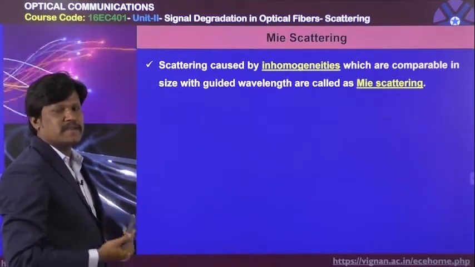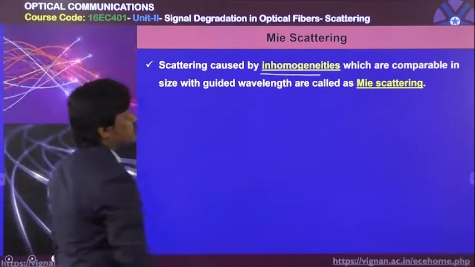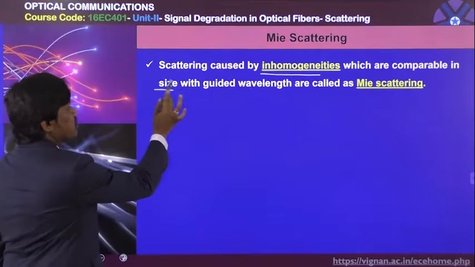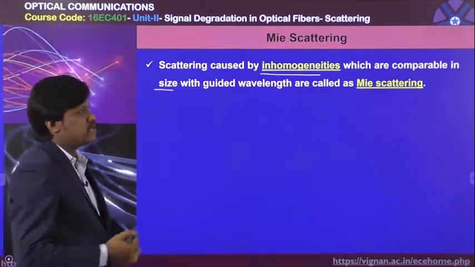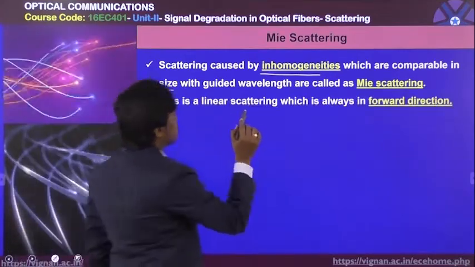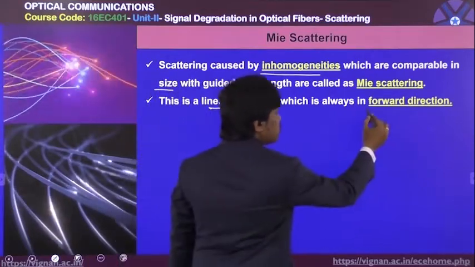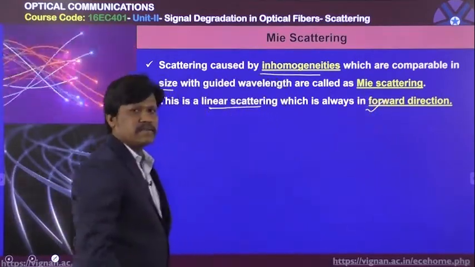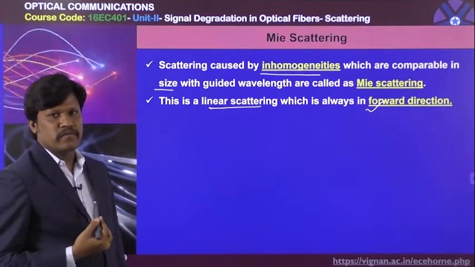The next one is Mie scattering. Mie scattering is mainly caused by inhomogeneities which are comparable in size with the guided wavelength. This is one of the linear scatterings, and the scattering is always in the forward direction.